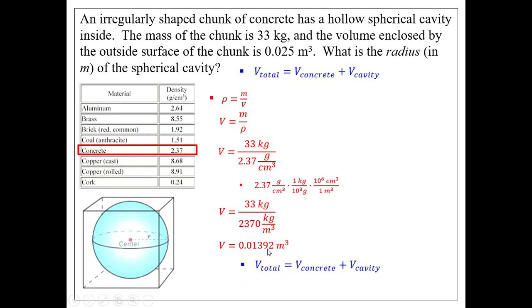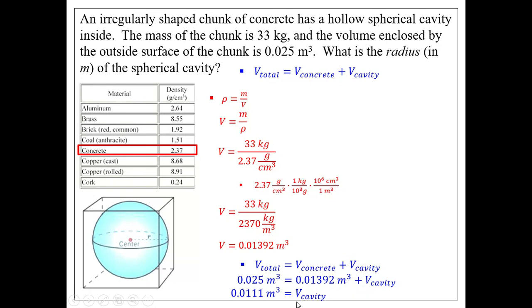So I know what the volume of concrete is, okay? Well, I can find the volume of the cavity, the spherical cavity. I know the total volume is given as 0.025 meters cubed. I just found the volume of the concrete surrounding that air pocket. So therefore, I can find the volume of the air pocket simply by subtracting the volume that I just calculated for the concrete, 0.01392, from both sides. If you do that correctly, you'll get that the volume of the cavity is about 0.0111 meters cubed.